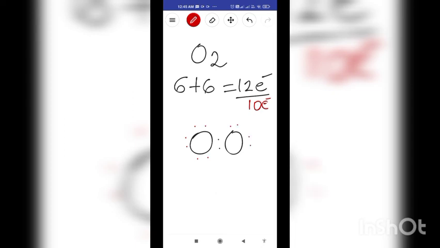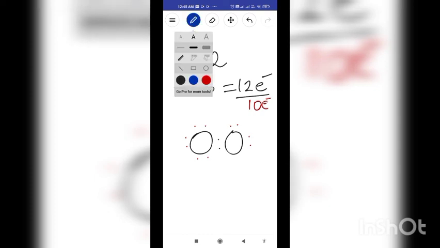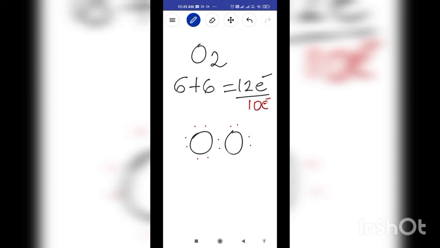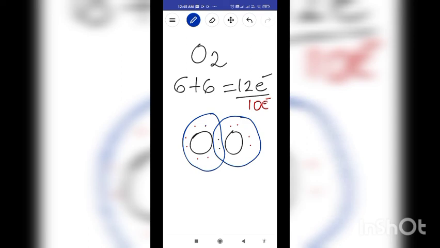Then let's check the valency, or let's check whether the octet is completing or not. Check this oxygen. 1, 2, 3, 4, 5, 6, 7, 8. So it has completed its octet. It is happy. What about this oxygen? It is 1, 2, 3, 4, 5, 6. So it is not obeying the octet rule.